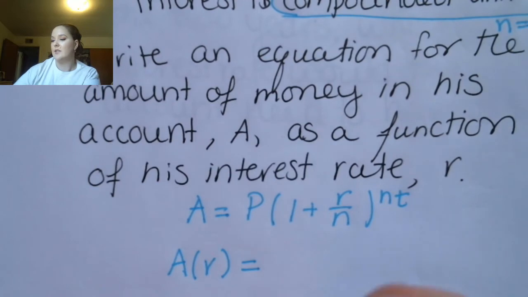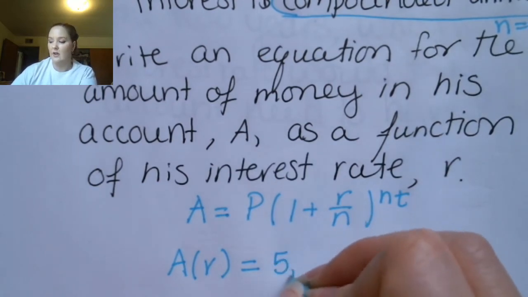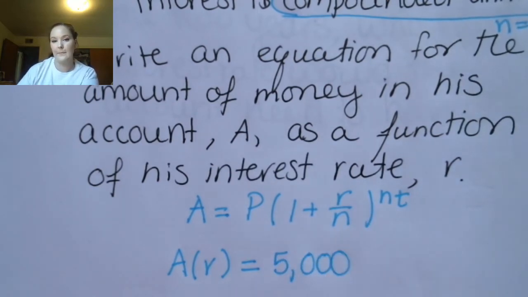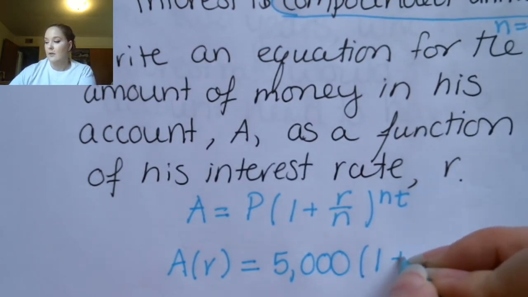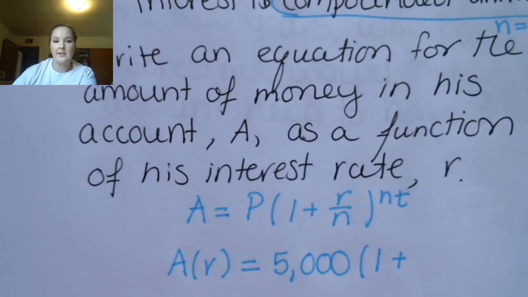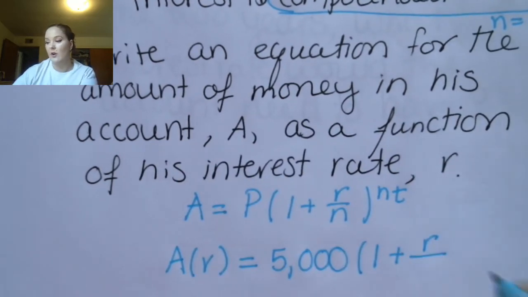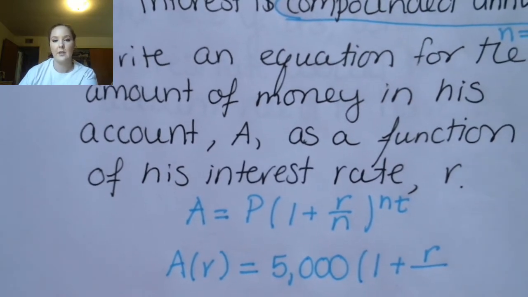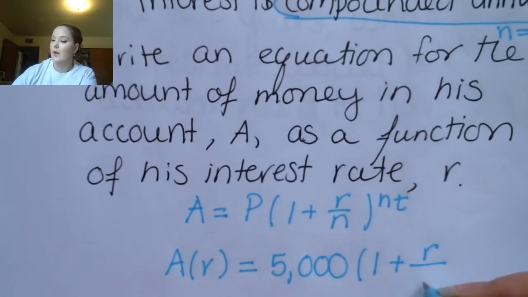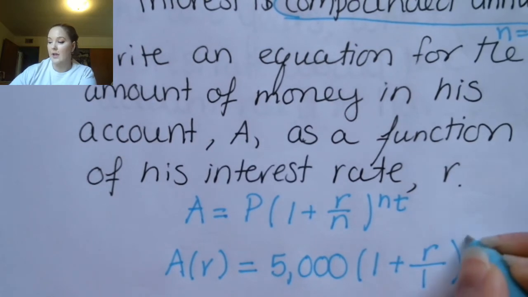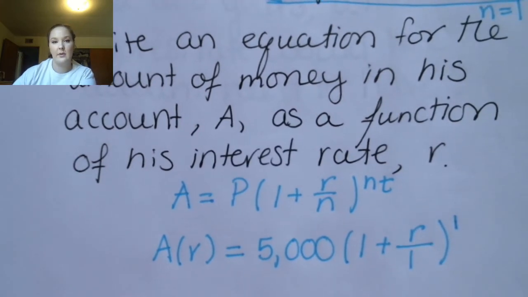So in the question it says he initially invests $5,000, so I'm going to put that here. His interest rate isn't given, and in fact it says his interest rate is our input variable, so we're going to leave R. It said compounded annually, so N is 1. We'll have N as 1 up here too. And in the question it said he invested for 2 years, so that means that T is 2.